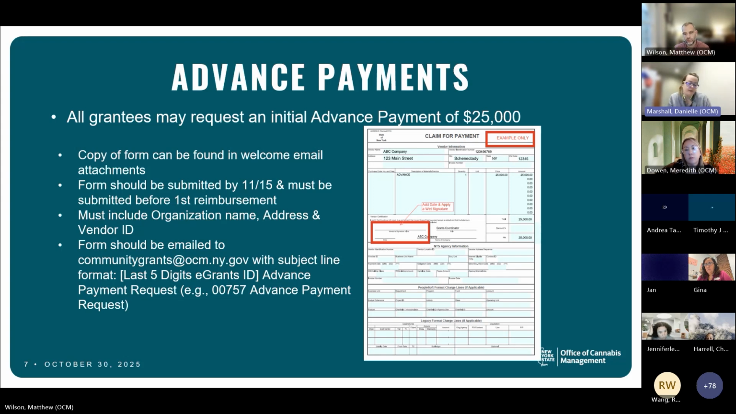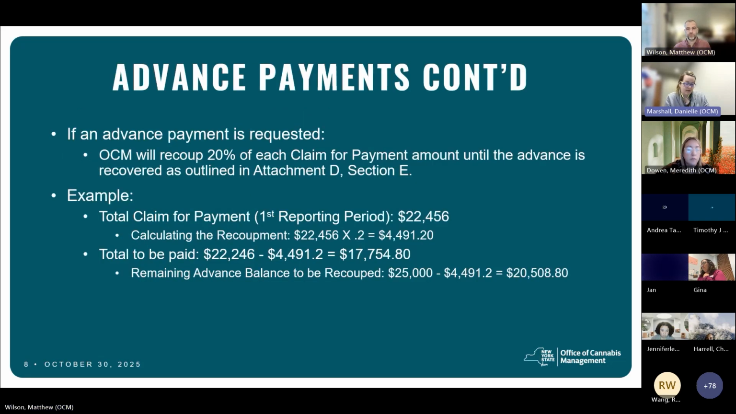Once you have all that completed, you should email the form to communitygrants@ocm.newyork.gov. The subject line in that email is going to be the last 5 of your eGrants ID, which is also the last 5 of your application number, followed by advance payment request. And we have an example there for you. Okay, so moving on to the next slide. If you do request an advance payment, OCM will recoup 20% of each claim for payment amount until the advance is recovered. This is outlined in Attachment D, Section E.